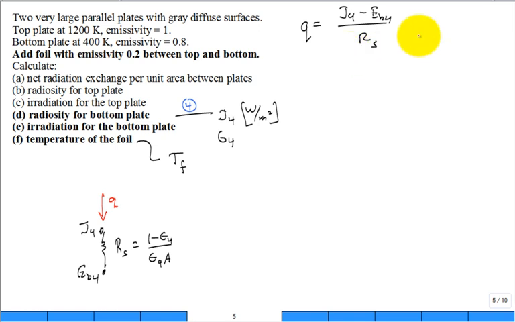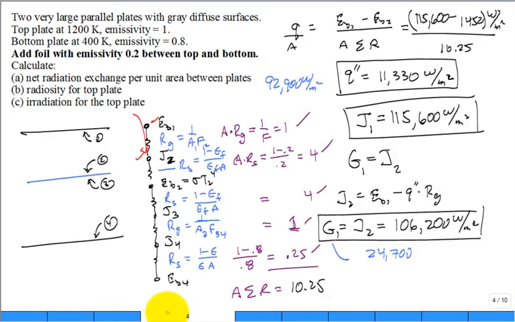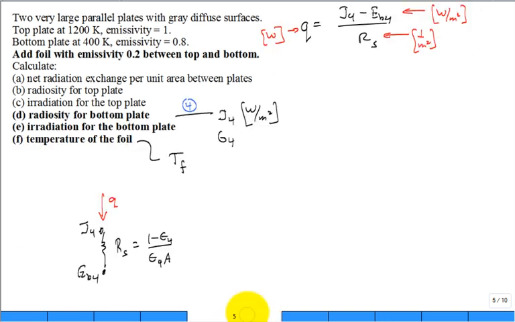Just to chase units, this resistance, if you leave the area in it, has units 1 over meter squared. And this Q, without the Q double prime, has units of watts. And the units of both J and EB are watts per meter squared. Make sense? The units are going to work like that. So I think I wrote something incorrectly over here. Did I? Yeah, I needed to leave that out. Sorry about that. My mistake.